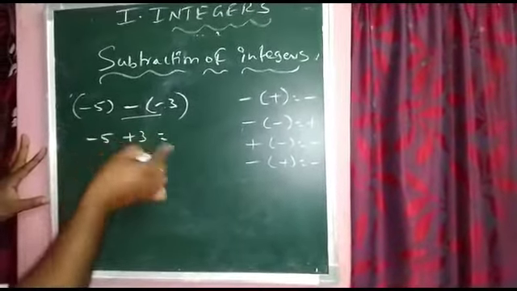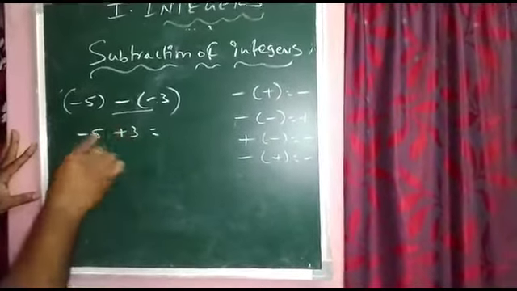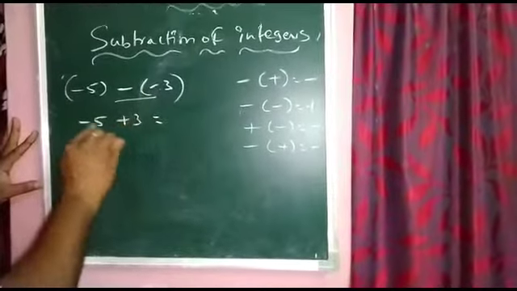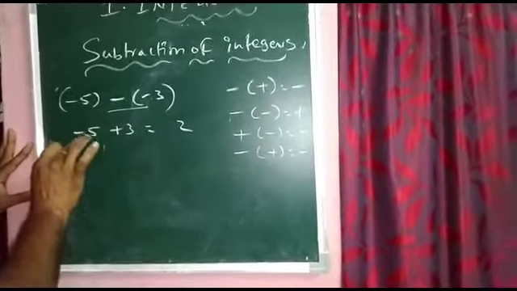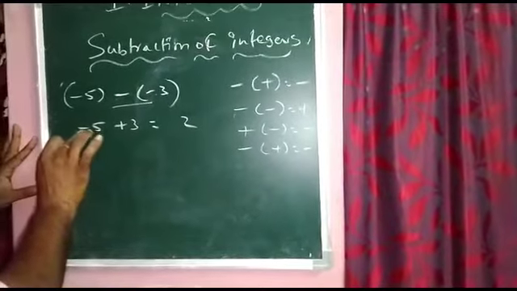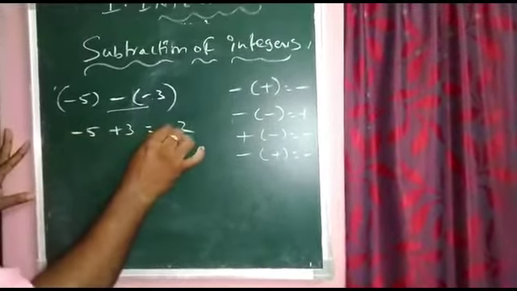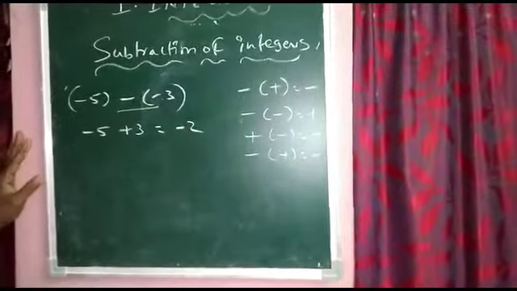Now you will do the sum. 5 and 3, two different signs. You must subtract. The difference is 2. Which sign number is bigger? Minus sign number is bigger. That's why the difference is minus 2.